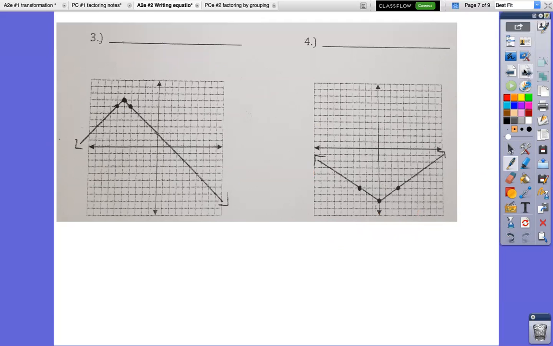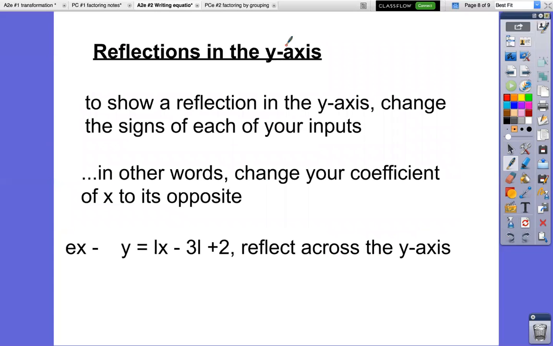There's one more thing I want to talk about. Yesterday I kept mentioning you have to say it's a reflection over the x-axis. So the reflection over the x-axis is if the negative is outside of the absolute value. Well, if you ever see a negative on the inside, that just means it's going to reflect it over the y-axis.